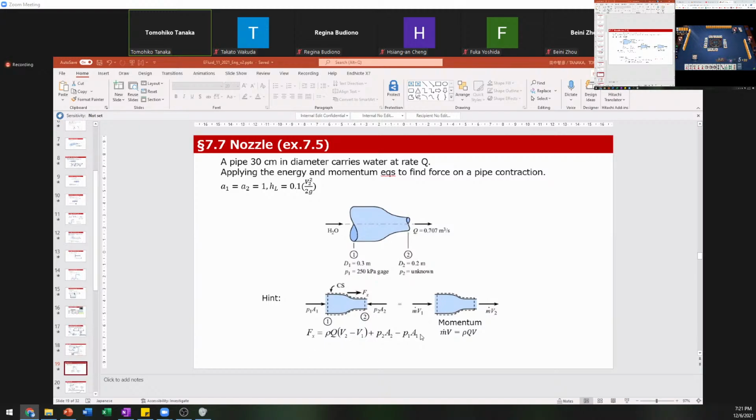So this equation is a momentum equation, but P2 is unknown. So, the question is how to obtain the pressure at position 2. And then probably you can use the energy equation to obtain P2.